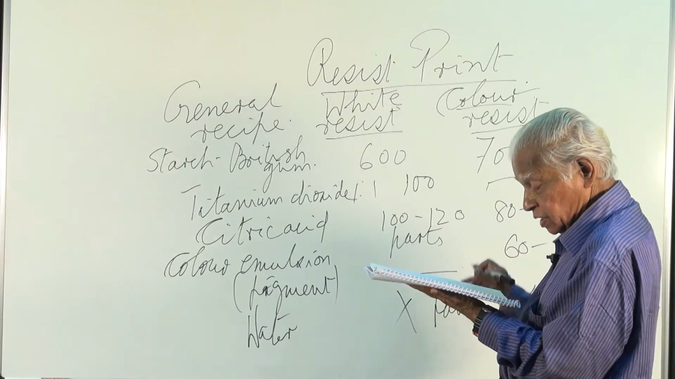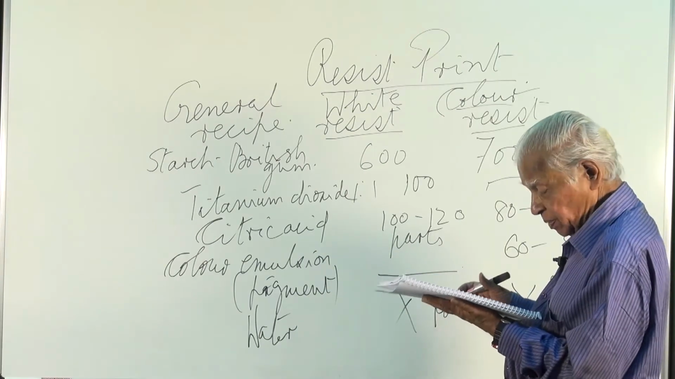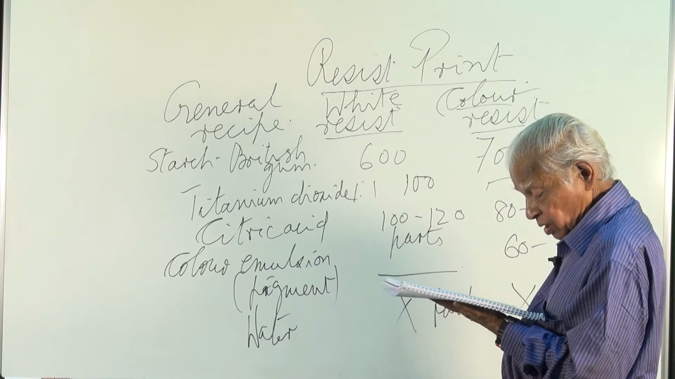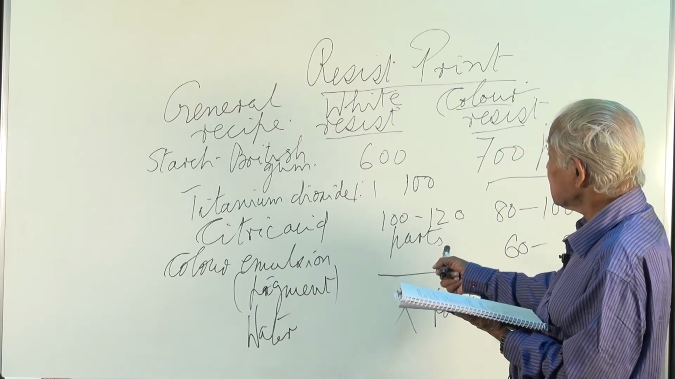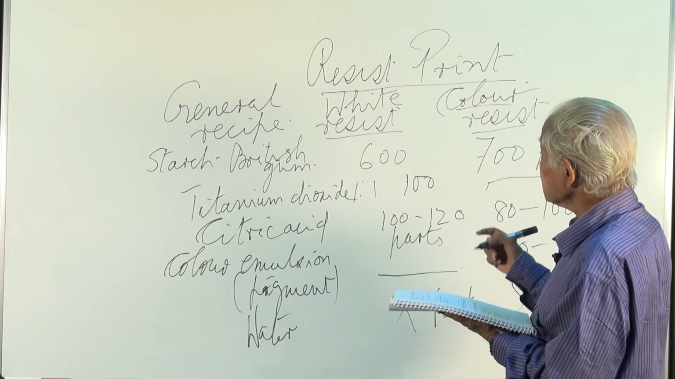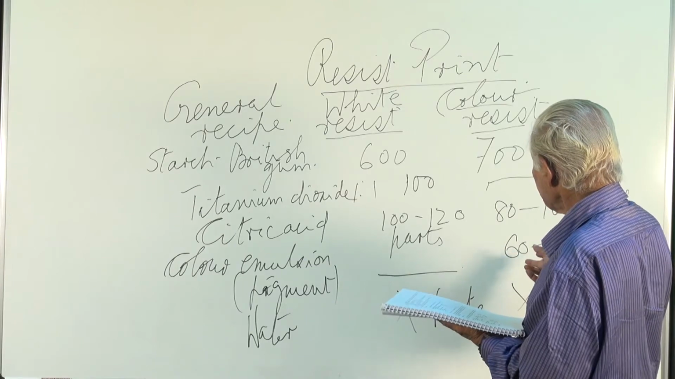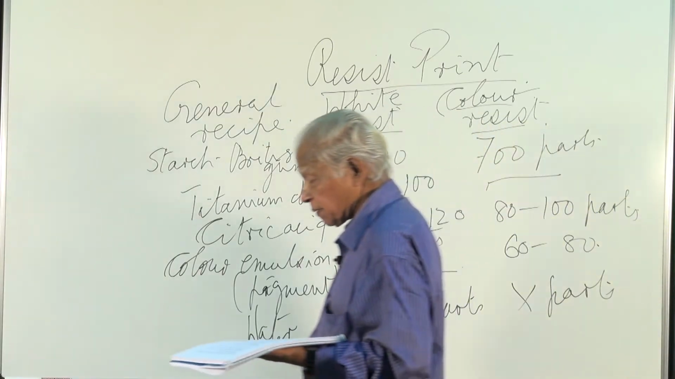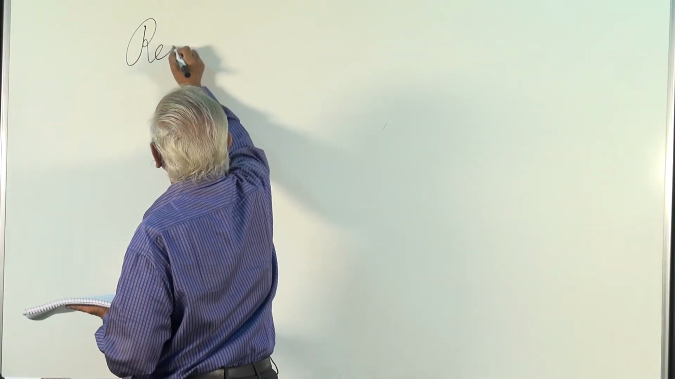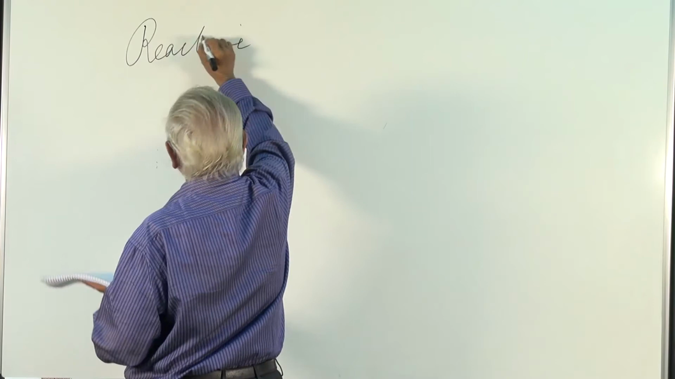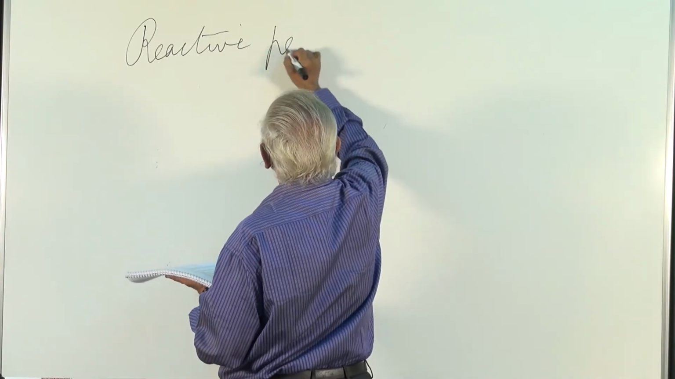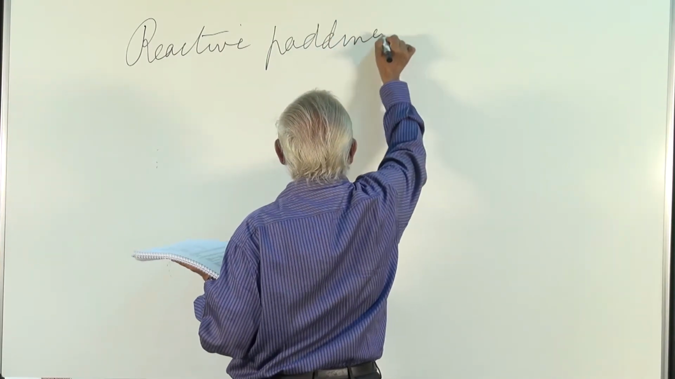So this is the general recipe and reactive padding recipe we shall see. Now you find that the color emulsion pigment is not there in the white resist because whatever color that has been removed, it is kept like that, whereas here another color is being introduced. Reactive padding recipe.